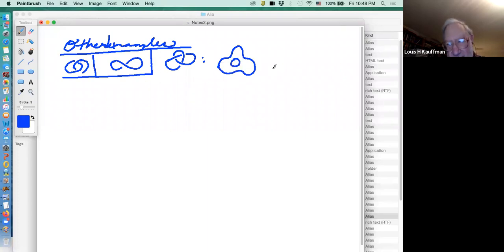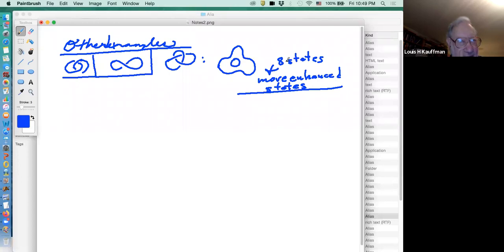And there are 8 states, and more enhanced states. But you could certainly write this out. You could do exactly the chart that I just told you, but do it for the 8 states of the trefoil knot. And I will have this all prepared so we could look at it and compare notes if you are interested in doing it next time.